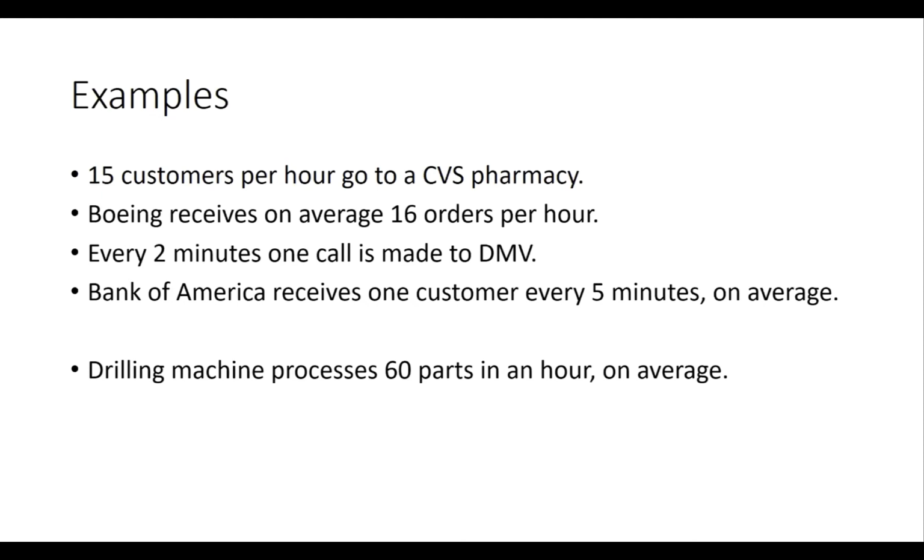Average is there, and what else do you need to have here? I need to have the distribution of the service time here. Yes, service time. So then I can tell you that the drilling machine processes 60 parts in an hour on average, and the service time has exponential distribution, for example. Because of the word average, service time is random, so you need to know the distribution of that random variable to have a sense of the spread of variability around the mean.